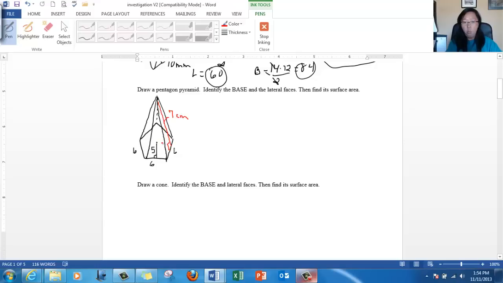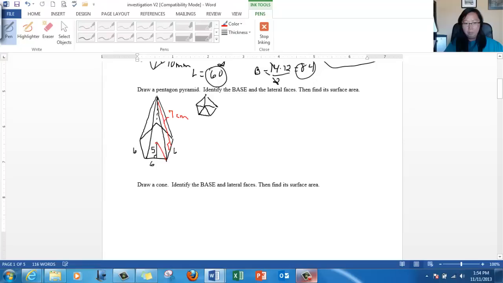Okay, we have a bottom base, 1, and 5 triangles sticking up, and they all happen to be the same. It's going to make our life easier. So 6 faces in total. I'm going to do the pentagon first. The pentagon, we just cut in 5 triangles.